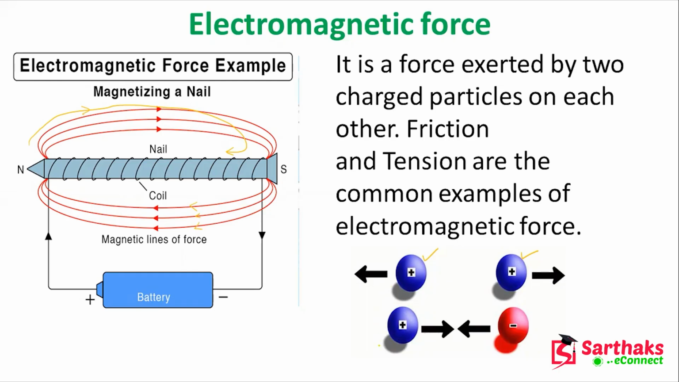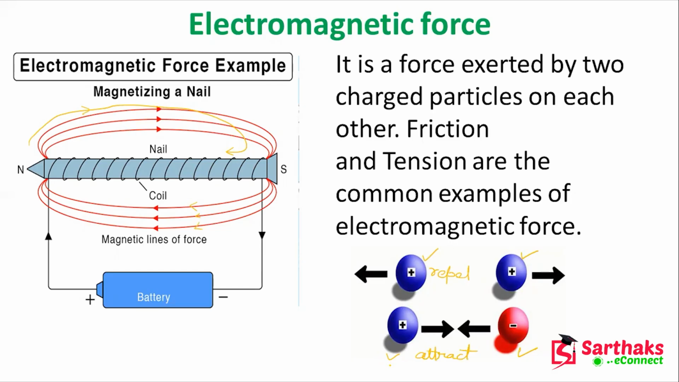If I keep some positive charge here and some negative charge here, at that time you can see that they will attract each other. And whenever I keep two similar types of charges, that means two positive charges, at that time they will repel each other. And here they will attract each other.